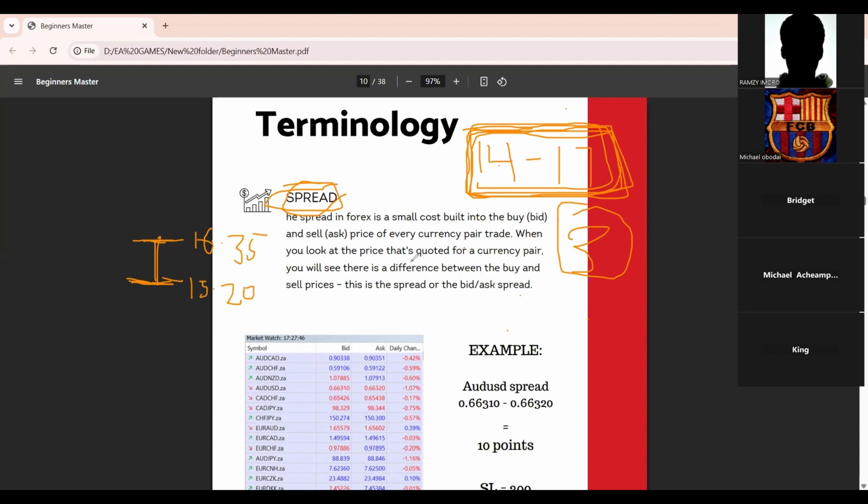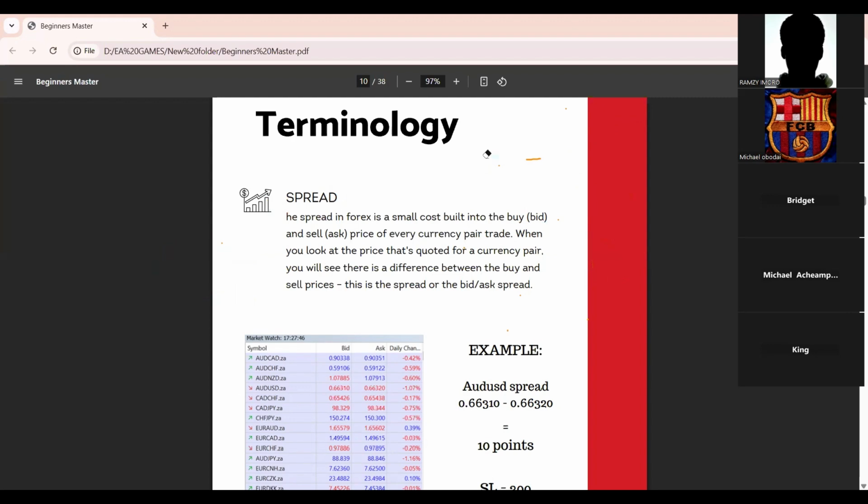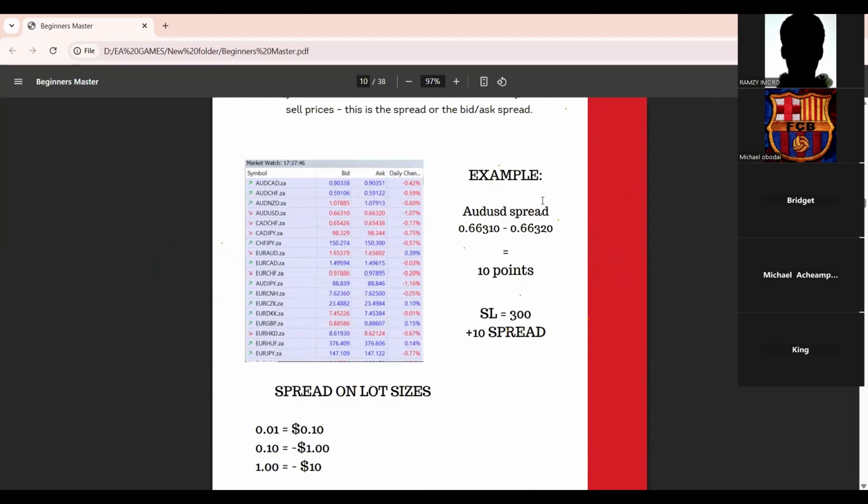So don't be confused when you see the market having two prices for buy and sell. Basically, the difference between them is the spread. And for you to know how big a spread is, it depends on how big the difference is. So this is basically spread. That's why they give an example here. The spread on AUD USD, if you go on the chart, you're going to see that it is maybe buying at this point, selling at this point, and the difference between them is 10 pips.